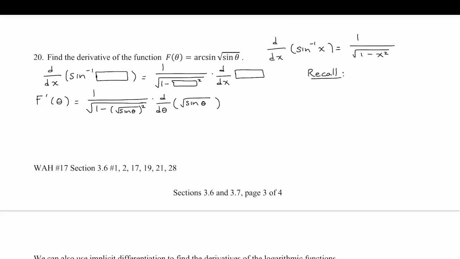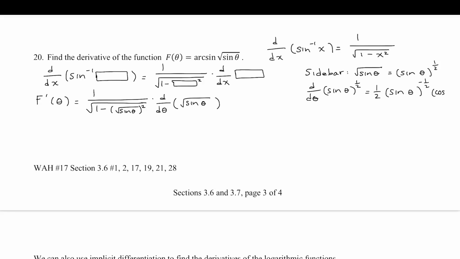Now this is a double whammy because, let's just take a sidebar here. The square root of sine theta, that is sine theta to the 1/2. The derivative with respect to theta of that, I got to bring my power 1/2 down. I got to raise sine theta to 1 lower power, and then I have to times that by the derivative of sine theta, which is cos theta.